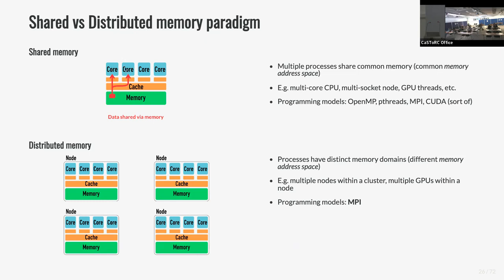So core 0 here and core 1 can read the same piece of data, which I've drawn with red. In the distributed memory model, if you have cores that want to communicate, you have to explicitly copy this data from one memory to the other via the network. And this is what MPI helps us do. It has functions that help us copy data around from memory to memory.